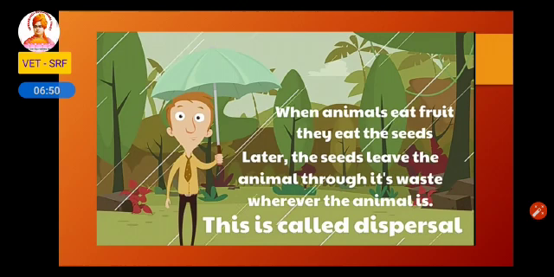This is called dispersal. So dispersal is not only by animals but also by water, air, birds and some other animals that help in dispersal. So they are called dispersal agents. Agents that are responsible for dispersal of seeds are called dispersal agents. The dispersal agents are air, water, birds and animals.